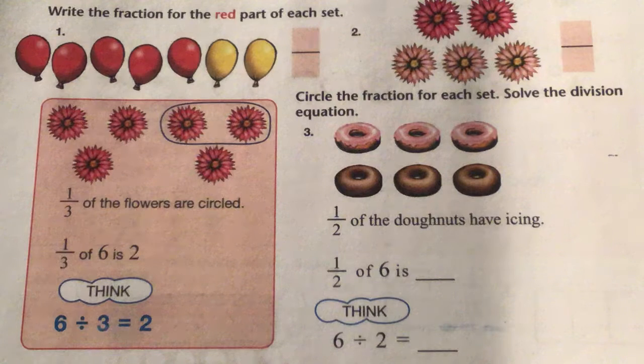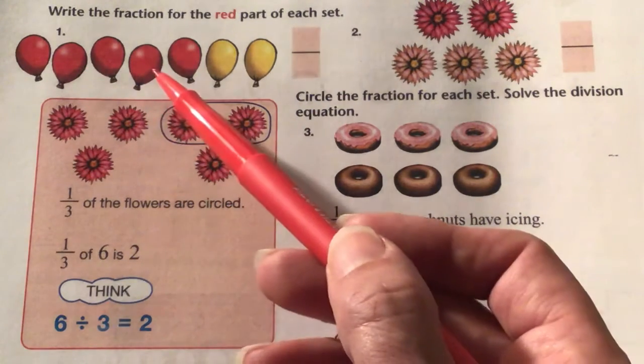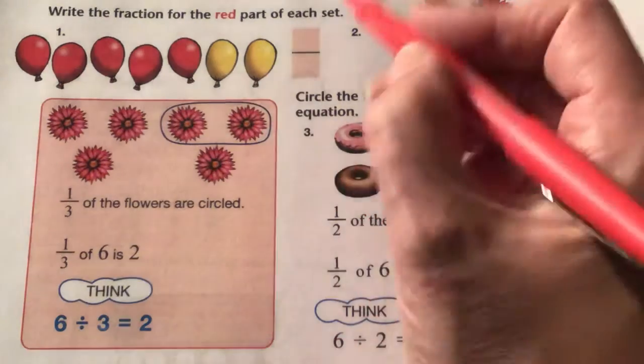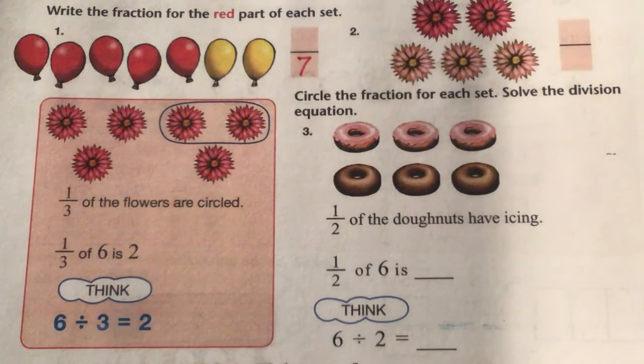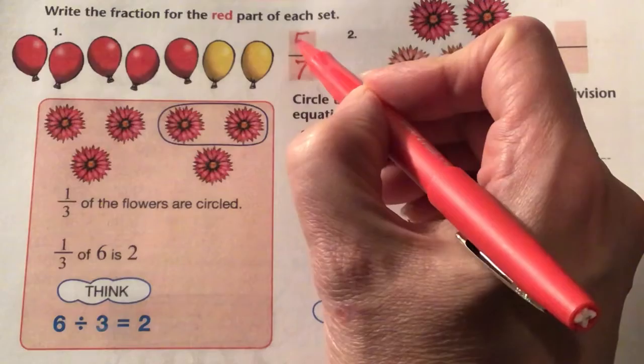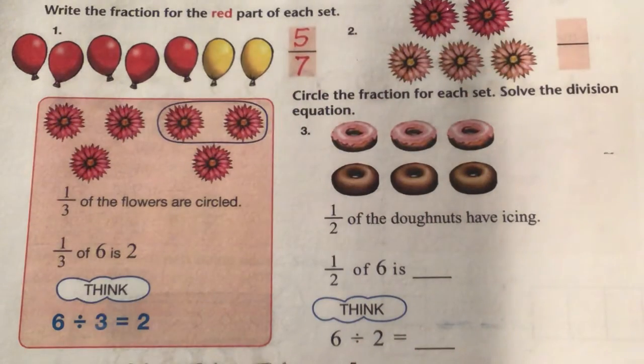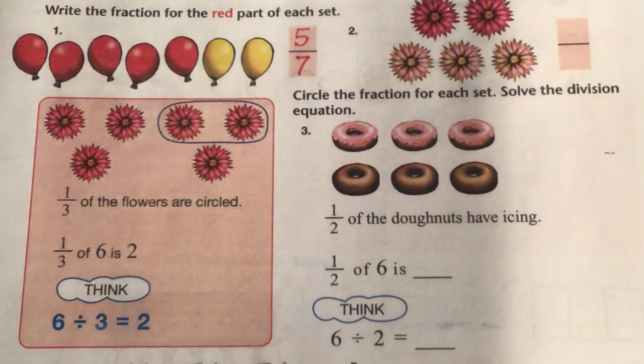For numbers 1 and 2, they're just reviewing with us. We can write a fraction for the red part of each set. So in number 1, first we need to find our denominator. How many total balloons do we have? 2, 4, 6, 7. So 7 is our denominator. It goes on the bottom. How many of those 7 balloons are red? And you probably already wrote it. You guys are pretty quick at counting, right? 5 of the 7 balloons are red.